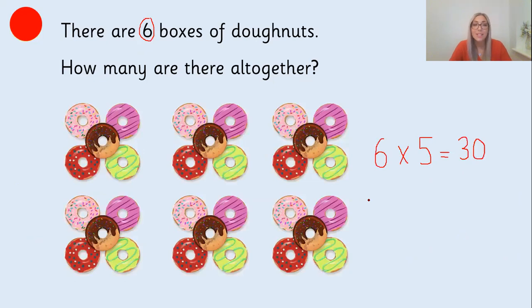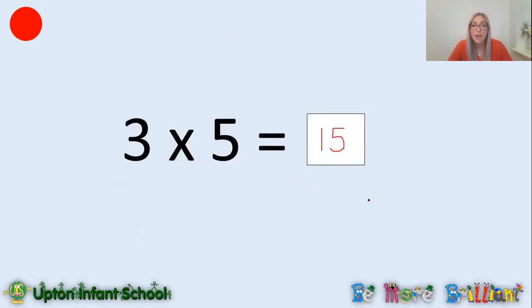Okay, next one. So this was a word problem. So there are 6 boxes of donuts. How many are there altogether? So we have got 6, and counting in fives, 5, 10, 15, 20, 25, 30. No more fingers. So 6 lots of 5, because they're all boxes of 5, equals 30. Okay, and this one, 3 lots of 5 equals 3 times 5 equals 3 fingers. Okay, 5, 10, 15.